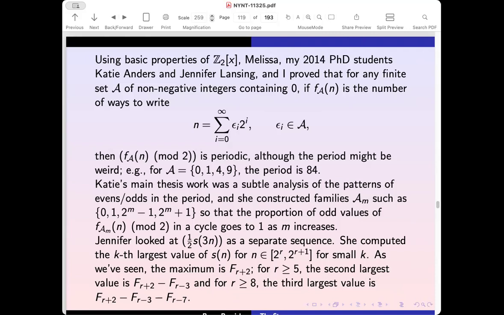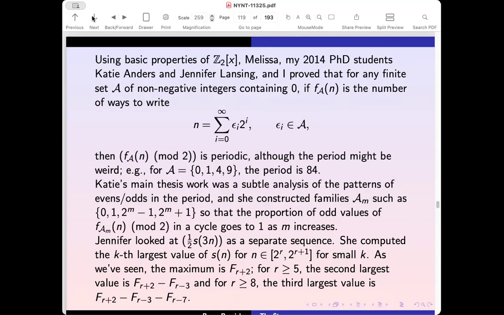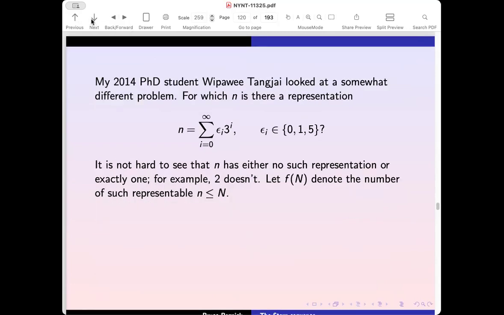So I'm going to have to hurry up a little bit. Wapawi looked at writing. Excuse me, Bruce. Yeah. Since we're online, there's no need to rush. Time is flexible. Okay. Well, I'll try not to. I'll try to finish by 3.